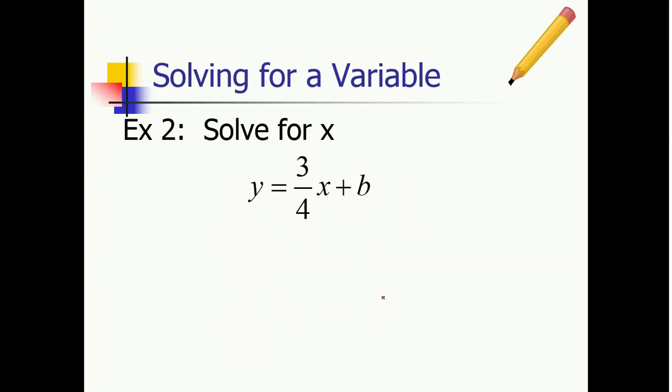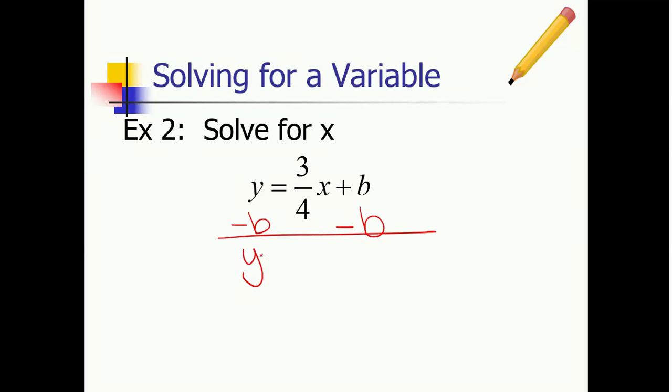We need to solve for a variable. We need to solve for x. Notice how I already have a b in there, so this is probably, I haven't found my y-intercept yet. I need to get x alone. Very first thing, treat this b as a 2. So if I would have had x alone, I would have subtracted that 2, right? So I'm going to subtract b on both sides.